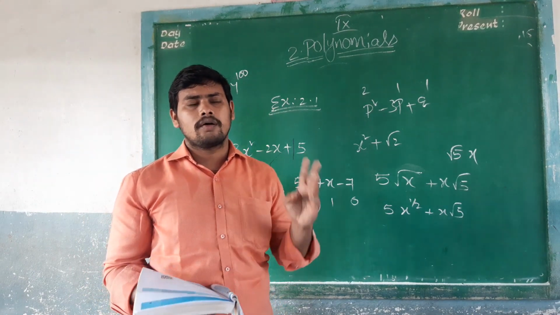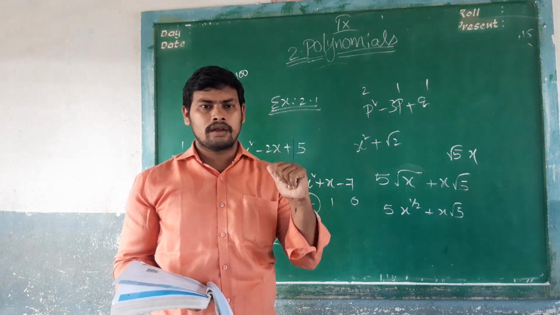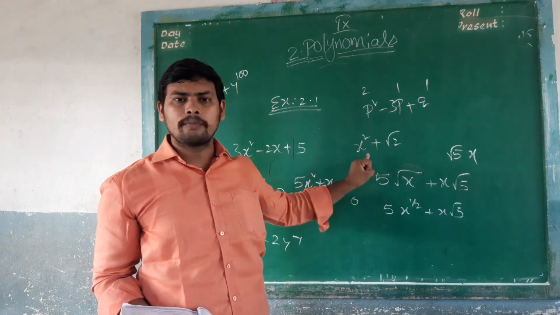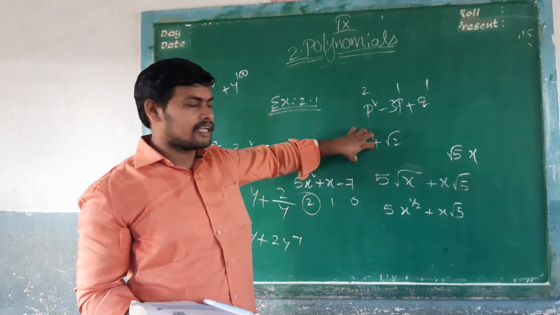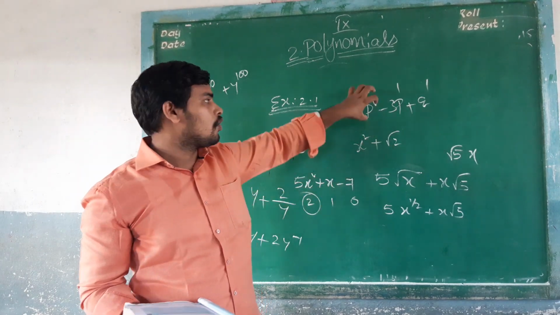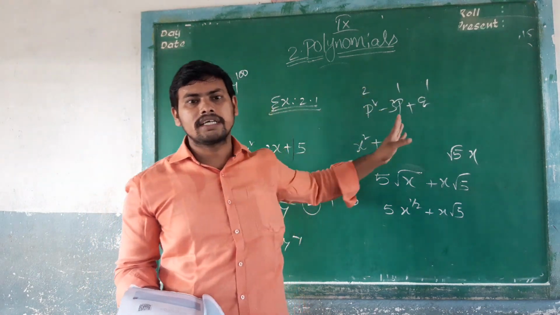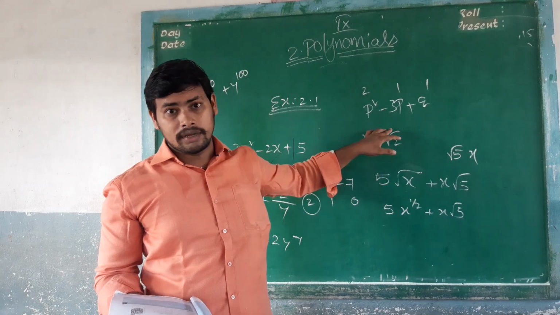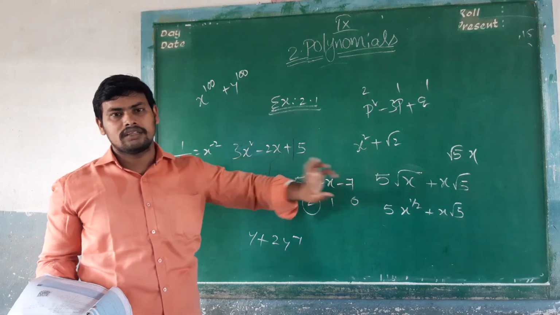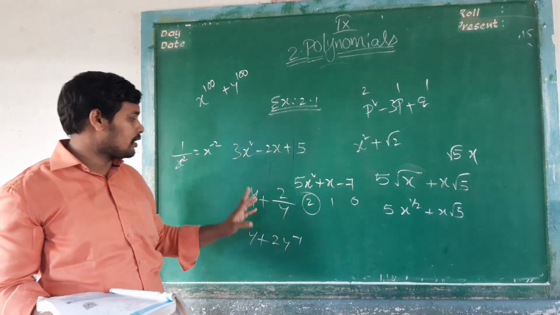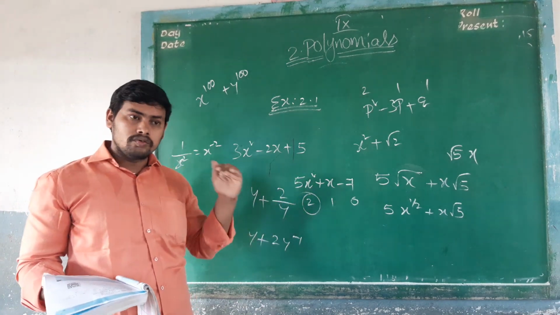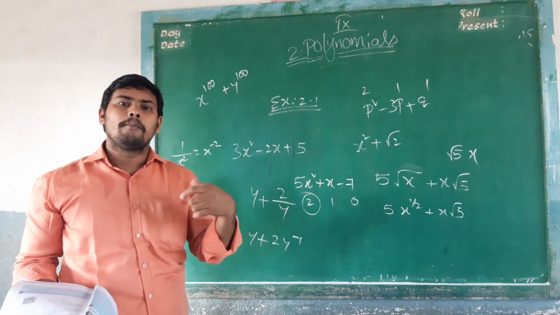We already know about monomial, binomial, trinomial, multinomial. Monomial means only a single term is there. This is called a binomial. How many terms are used here? 2 terms: x square term and constant term. How many terms are there here? 1, 2, 3. 3 terms, so it is called a trinomial. Here also 1, 2, 3, so it is also a trinomial. If there are more than 3 terms, it is called a multinomial.